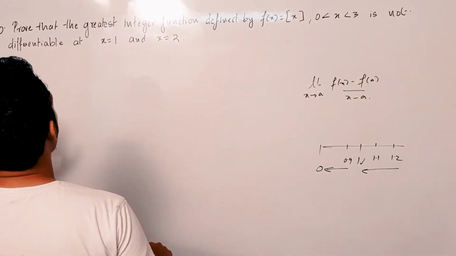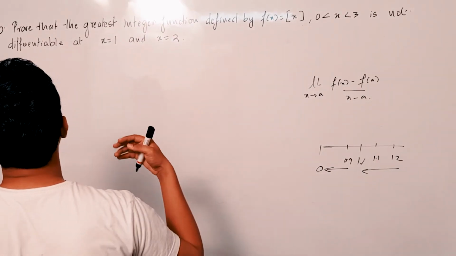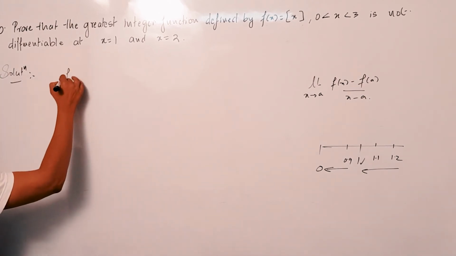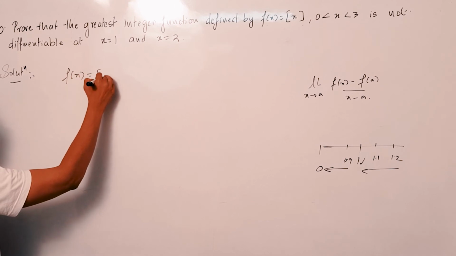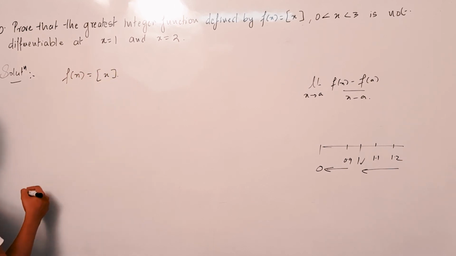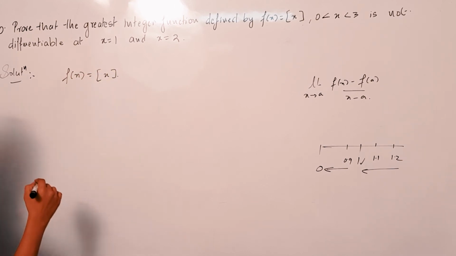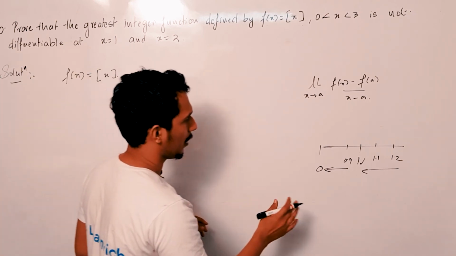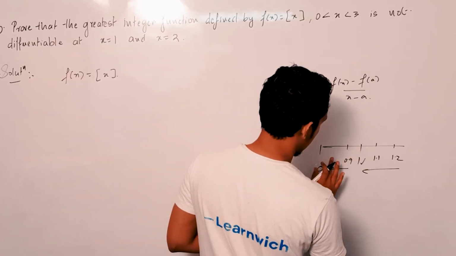Okay, so here it says you have to check differentiability at x is equal to 1. My function is the greatest integer function box x. So let's say you have to prove differentiability at x is equal to 1. I am going to prove this differentiability at x is equal to 1.